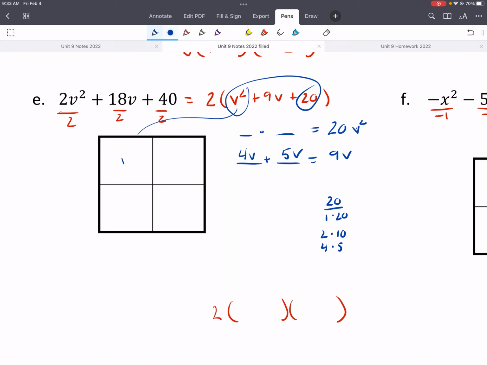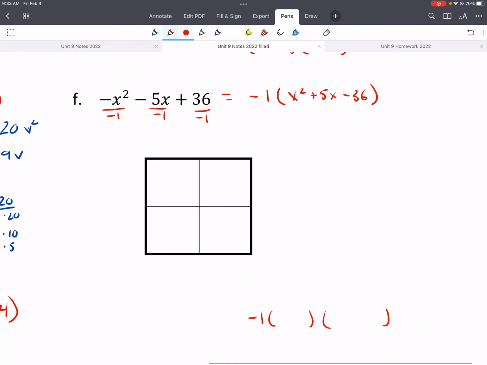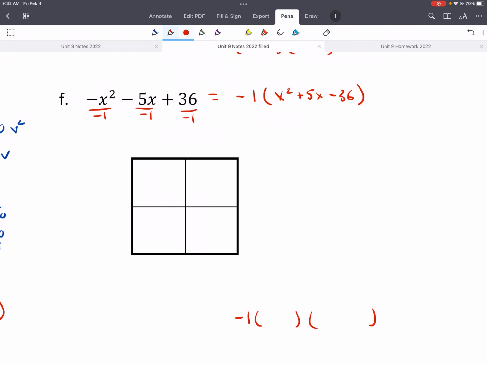So again, we have this v squared, and we got that 20, and then we got the 4v and the 5v. Greatest common factor, v, 5, v, 4. So v plus 5 and v plus 4. Got it. And then the last one, glasses, multiplies to -36 x squared and adds to 5x.